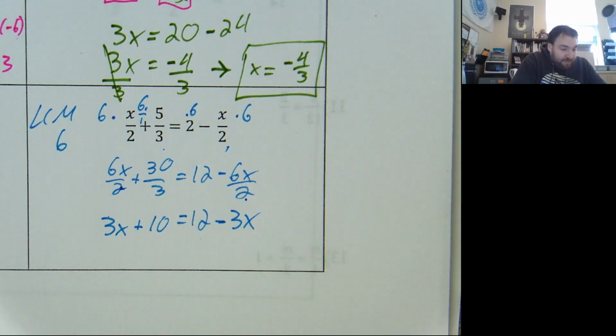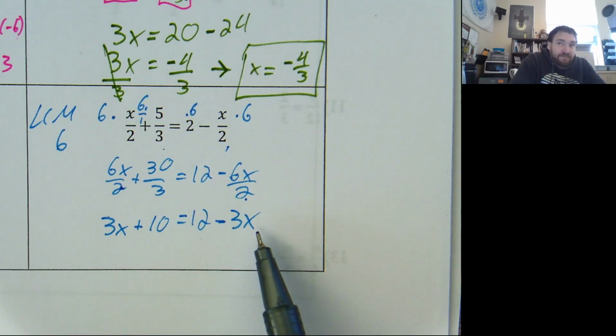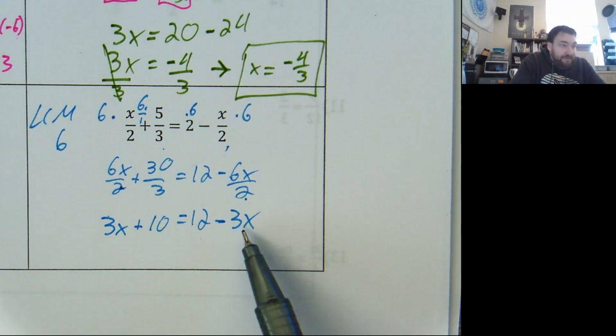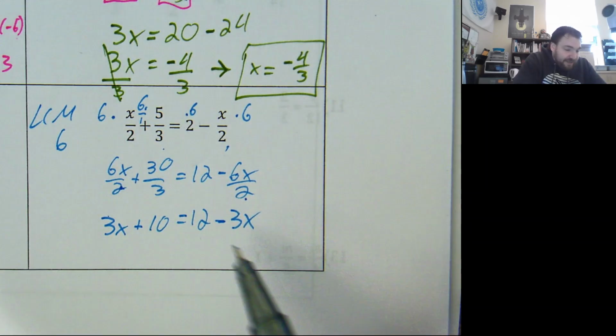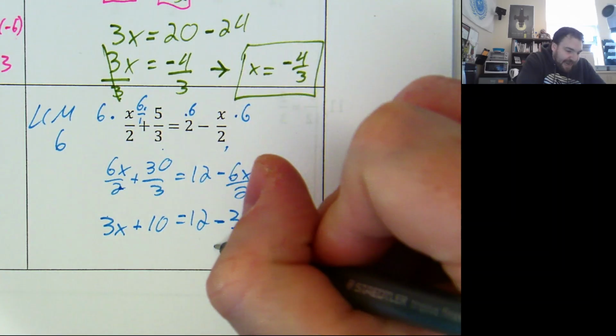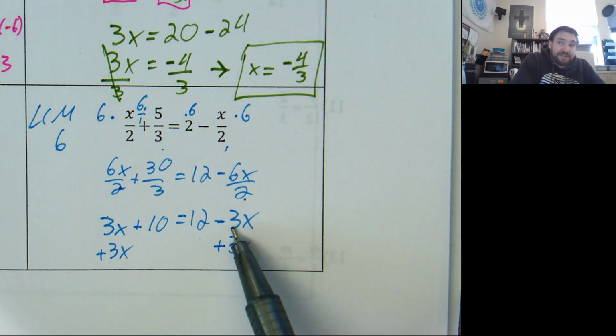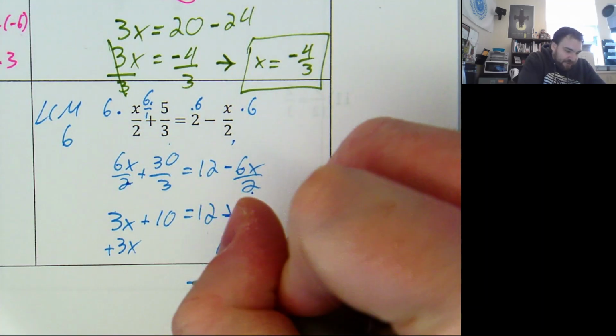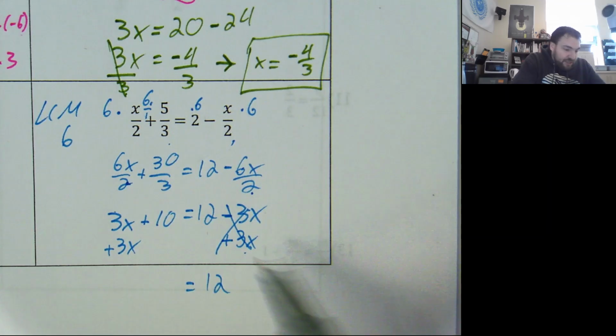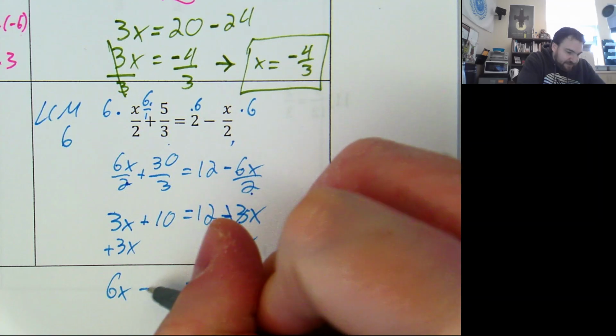So now what I want to do is get all my variables on the same side of the equation. I've got 3x plus 10, and I've got 12 minus 3x. To get them all over, the easiest way to do this is to move them all which way? Left or right? Moving them left gets rid of this negative, so let's do it that way. Because this is 12 minus 3x, I'm going to add 3x to both sides. Negative 3x plus 3x is gone, leaving me with just equals 12 on the right-hand side. 3x plus 3x is 6x plus 10.